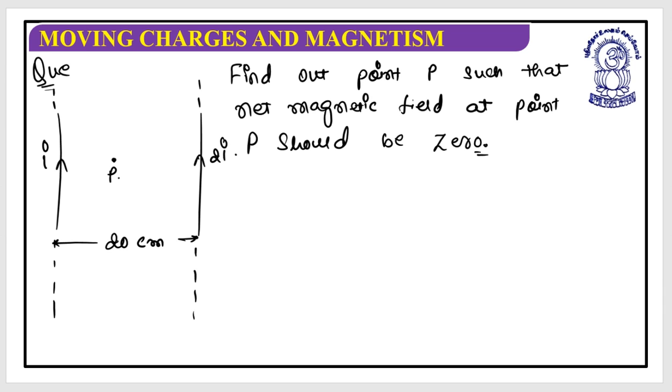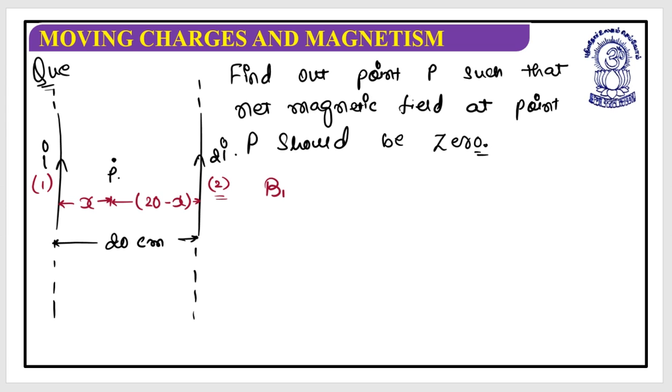Okay, let's have a look. Let's suppose this is point X. So this separation is X, so this must be 20 minus X. This is X, this is 20 minus X. Consider this as the first segment, consider this as the second segment.